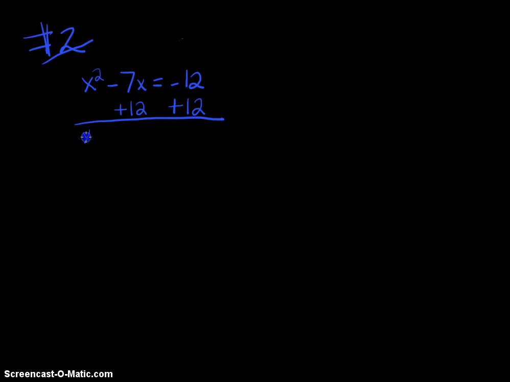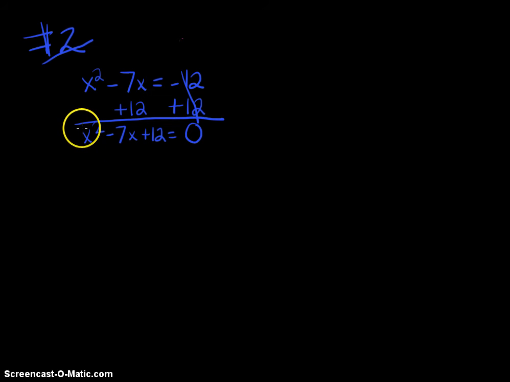Okay, and I'm left with x squared minus 7x plus 12, equals 0, because negative 12 plus 12 reduces down to 0. And then you ask yourself, can I pull out a greatest common factor besides 1?